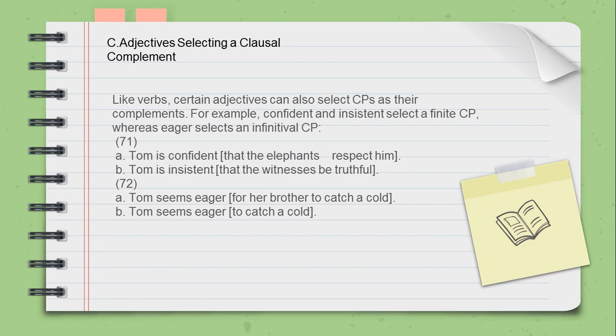Okay, the next topic: adjectives selecting a clausal complement. Like verbs, certain adjectives can also select a CP as their complement. For example, confident and insistent select a finite CP, whereas eager selects an infinitival CP. A. Tom is confident that the elephants respect him. B. Tom is insistent that the witnesses be truthful. A. Tom seems eager for her brother to catch a cold. B. Tom seems eager to catch a cold.